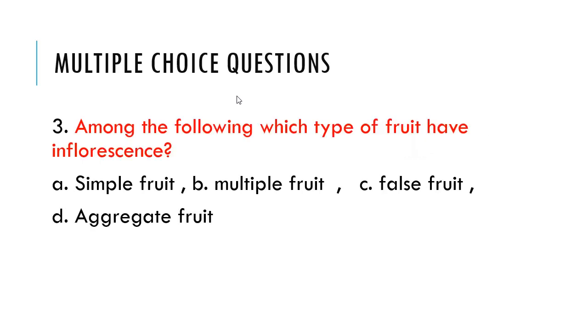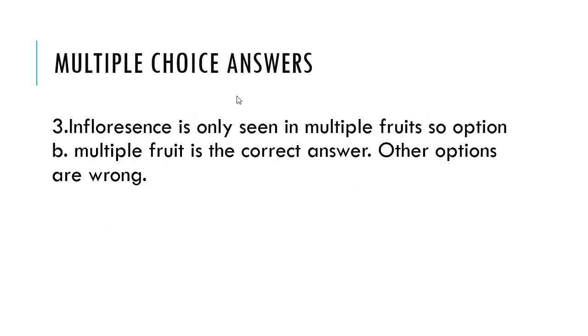Now, the third question. Among the following, which type of fruit has inflorescence? Simple fruit, multiple fruit, false fruit, and aggregate fruit. Which is the answer? Obviously, the answer is multiple fruits. The inflorescence is only seen in multiple fruits, so option B, multiple fruit, is the correct answer. All other options are wrong.